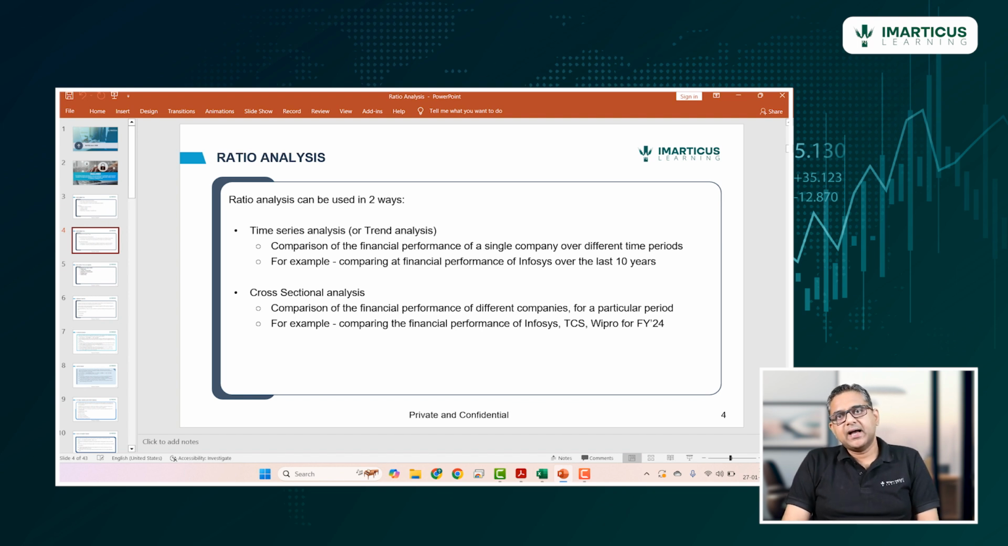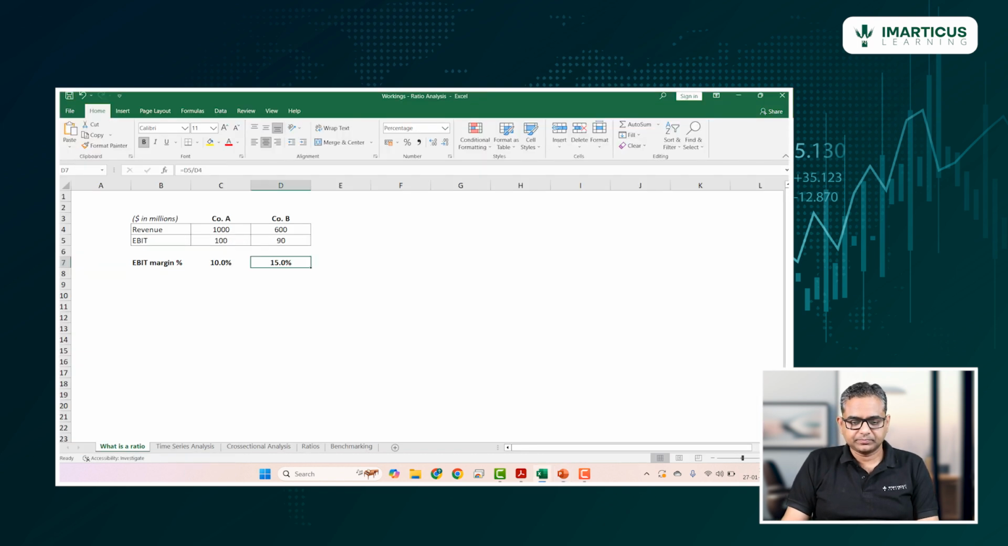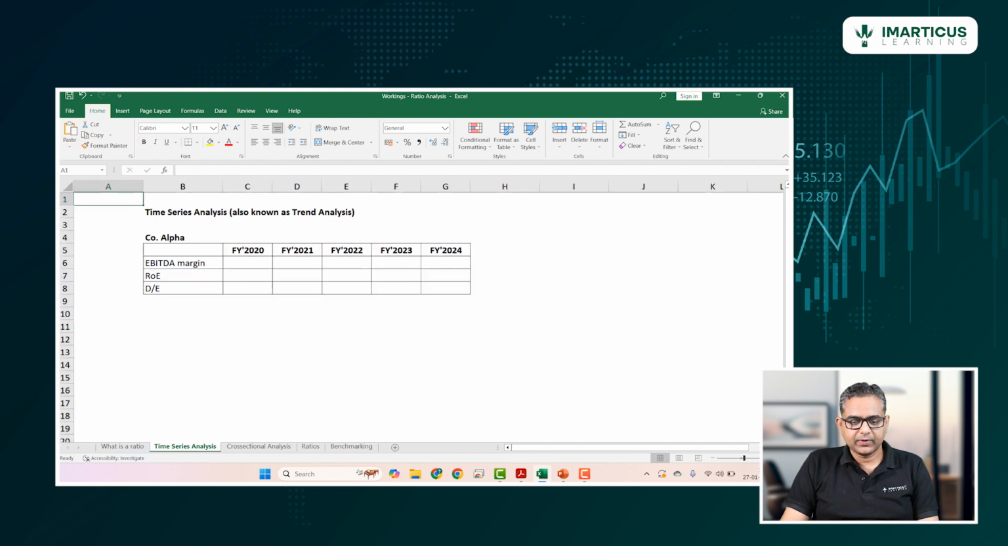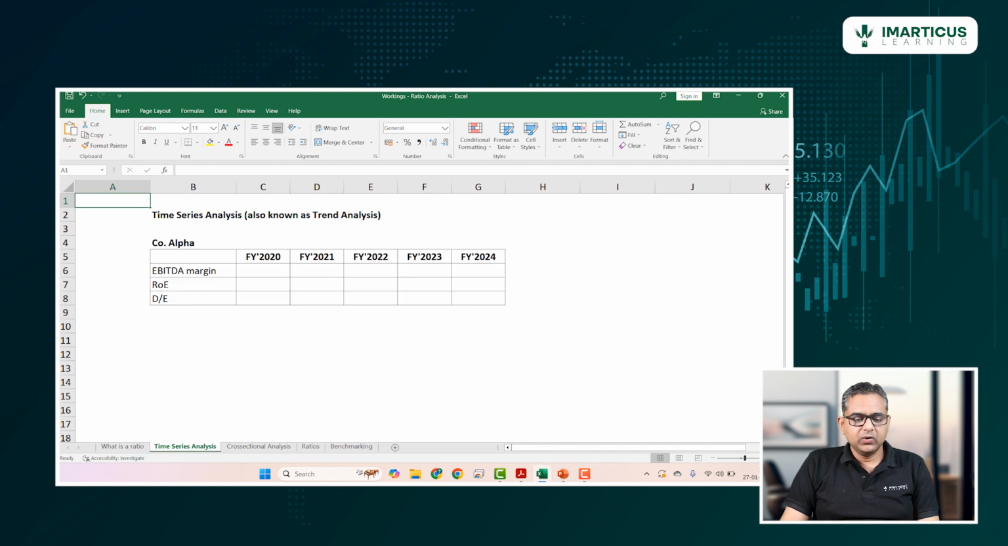So let's say I am looking at Infosys, and I want to figure out how Infosys was doing earlier versus how it is doing now. So what I'll do is I'll do a trend analysis of Infosys, right? So for example, in time series or trend analysis, we will look at a single company over multiple periods.